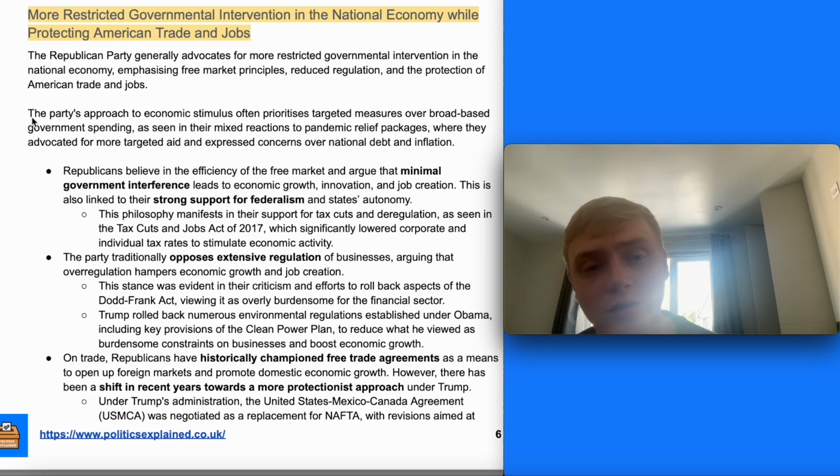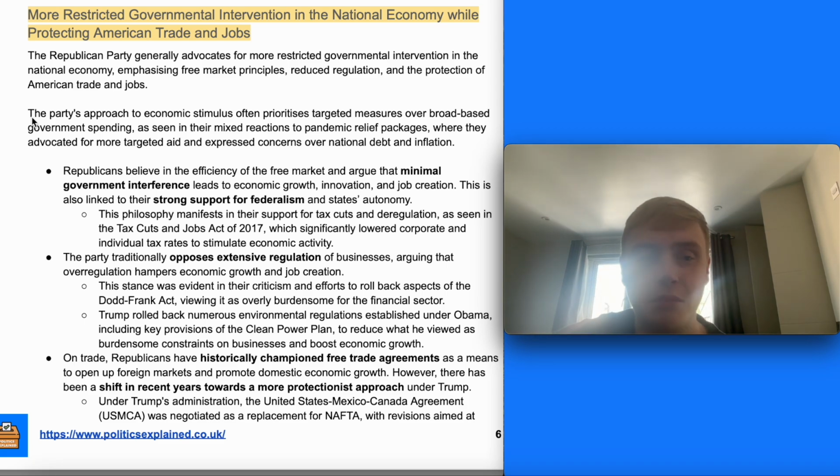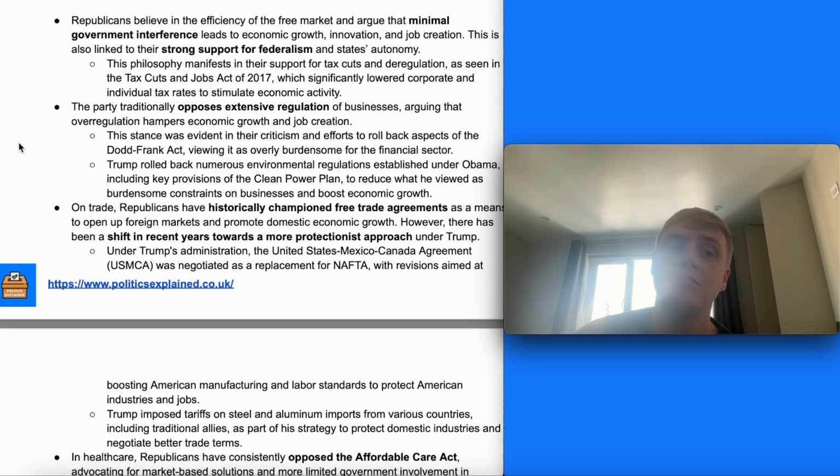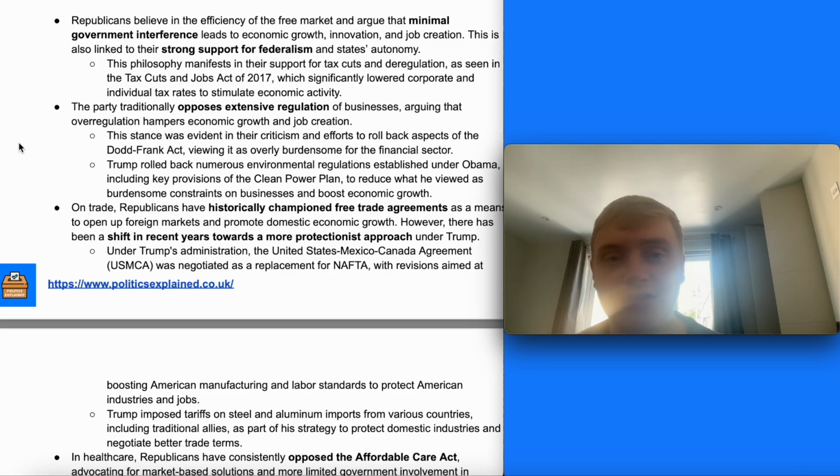The party's approach to economic stimulus often prioritises targeted measures over broad-based government spending, as seen in their mixed reactions to pandemic relief packages, where they advocate for more targeted aid rather than huge sums of money, with concerns about the national debt and about inflation. Republicans strongly believe that free market capitalism is efficient and argue that minimal government interference leads to strong economic growth, innovation, and job creation.